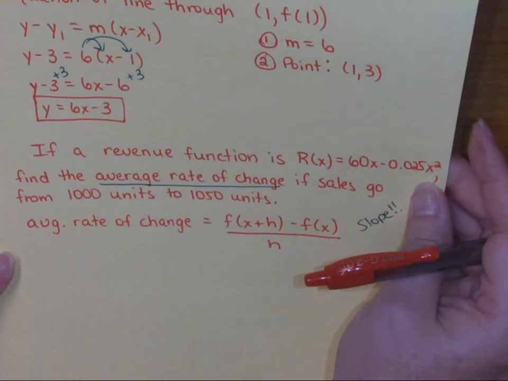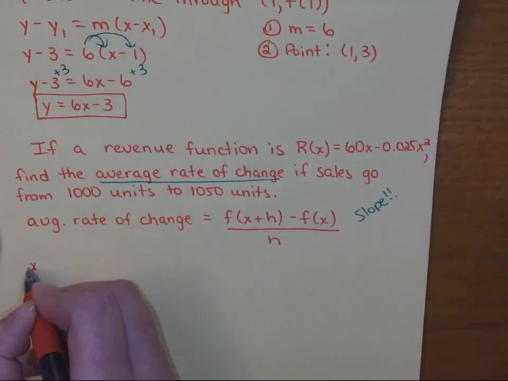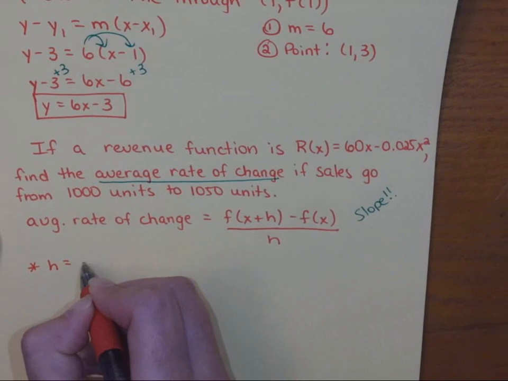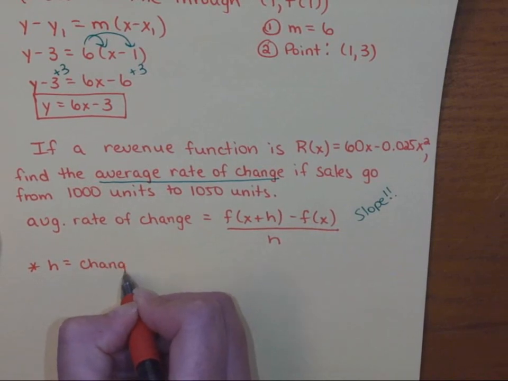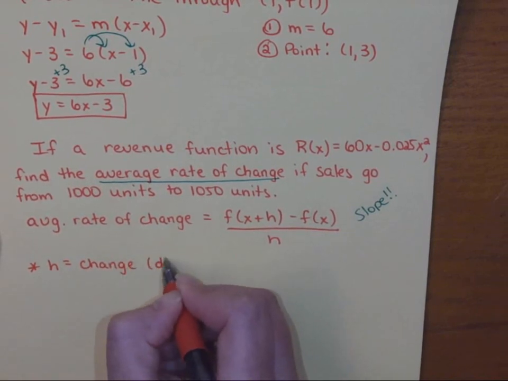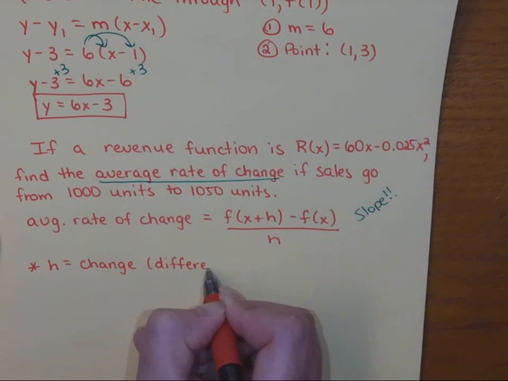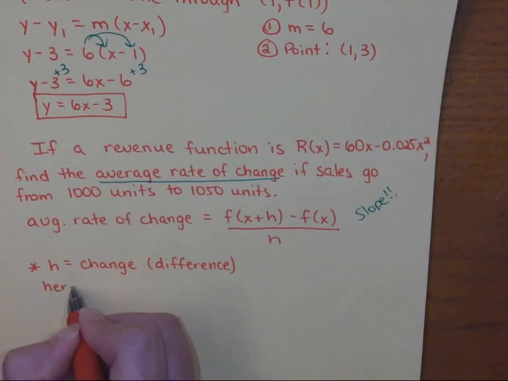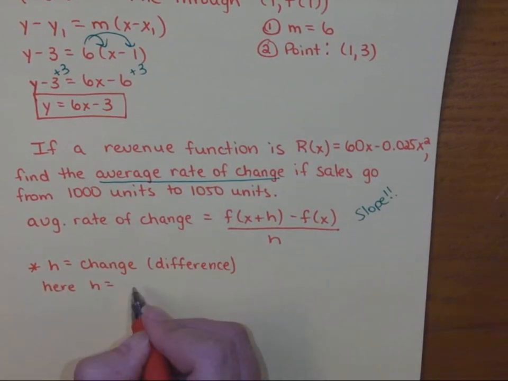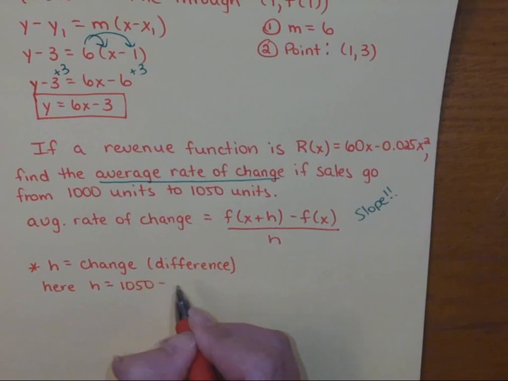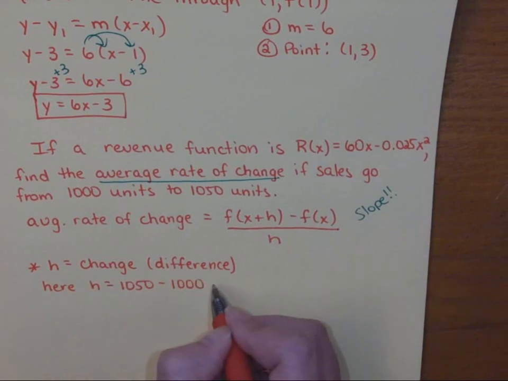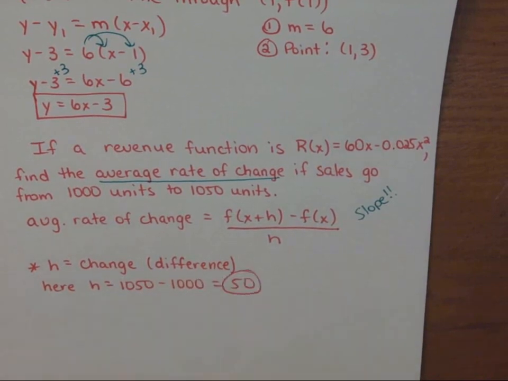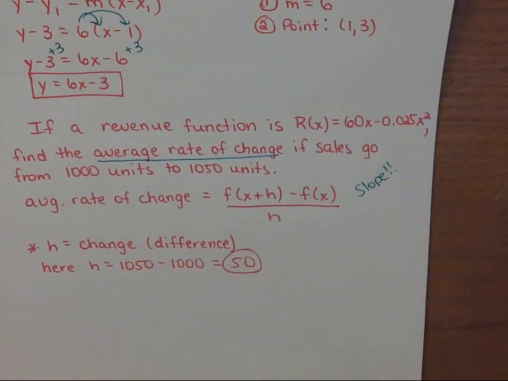I think something that might help us on a calculating problem like this is to actually know what h is. H in a problem like this represents the change or the difference. In other words, it's the amount of the increase. So what was the amount of the increase in units? Here, h would be the difference, whatever we get when we subtract 1,000 from 1,050. So here h is 50.